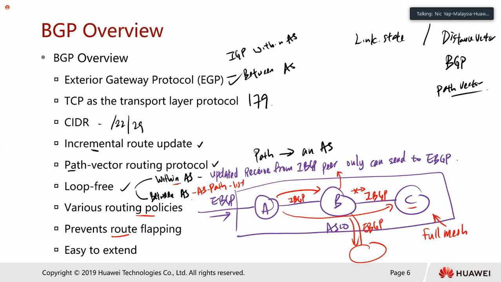Split horizon. Which one is split horizon? It means the loop free, or sorry, I just saw your message. Which one are you referring to for the BGP split horizon?